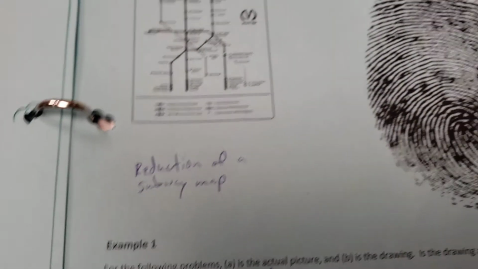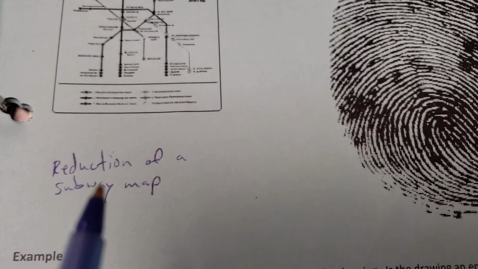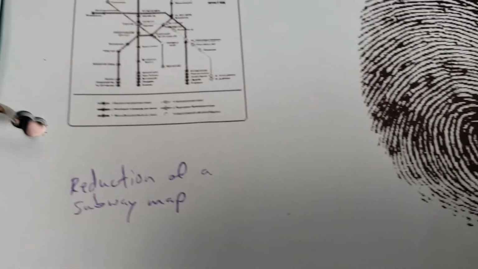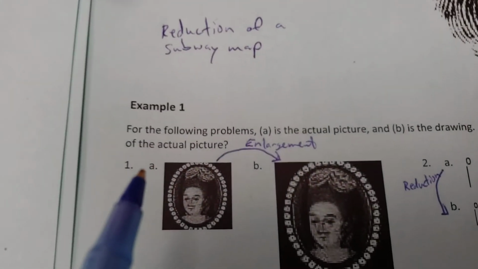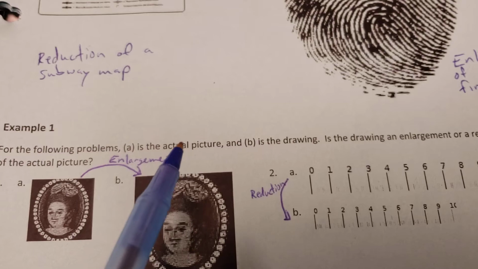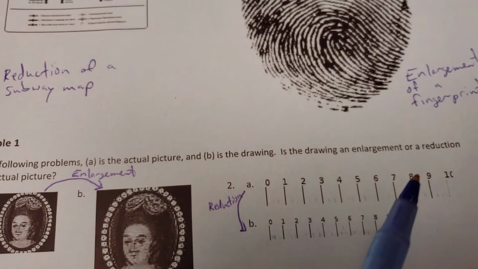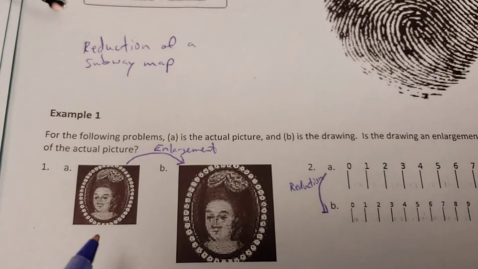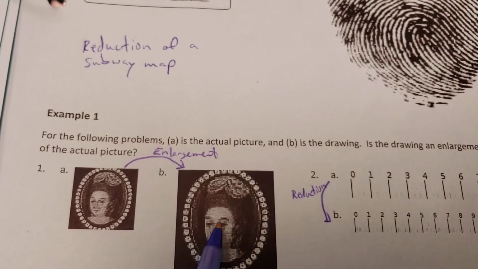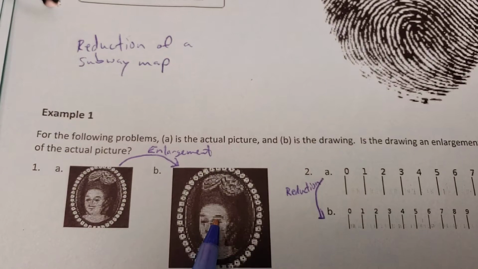Now what we're going to have then, using those terms, reduction when something is shrinking down, and enlargement when something has grown bigger, is we're going to take a look at a pair of pictures. So our example 1, for the following problems, A is the actual picture and B is the drawing. Is a drawing an enlargement or a reduction of the actual picture? As you move from picture A to picture B, it has gotten larger, so that was what I would refer to as an enlargement.